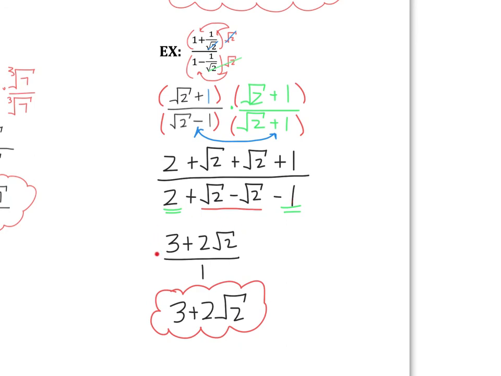Gathering our like terms, we end up with 3 plus 2 root 2 in the numerator, and in the denominator, the radicals cancel. 2 minus 1 is 1, so we can simply write our answer as 3 plus 2 root 2.